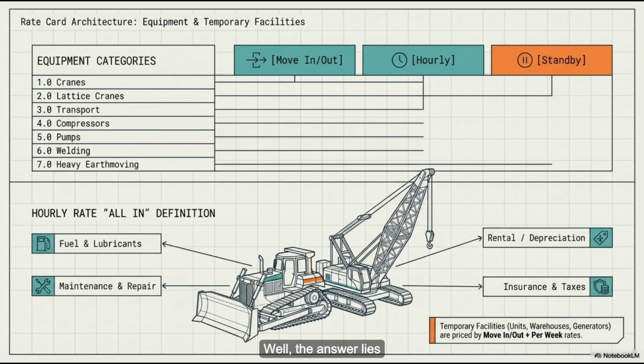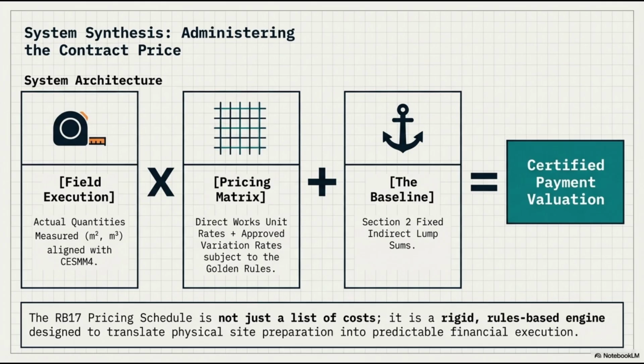Well, the answer lies hidden in Note 3. Okay, what does Note 3 say? It says, employer shall not be charged for construction equipment downtime due to breakdown or maintenance. Oh, that is incredibly clever. Isn't it? The contract unbundles the human from the machine to literally weaponize downtime against the contractor. Precisely. By separating the operator's rate from the machine's rate, the financial architecture forces an extreme level of operational efficiency.